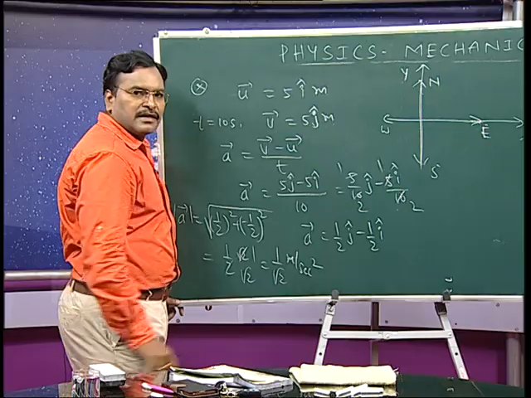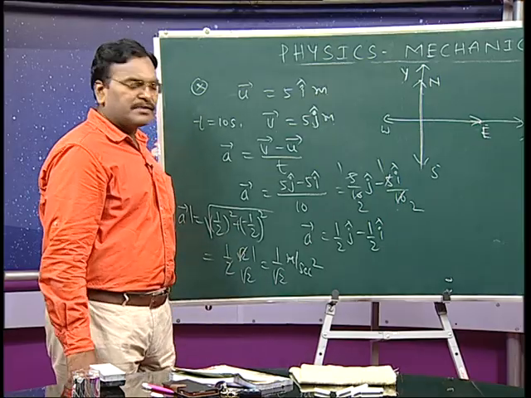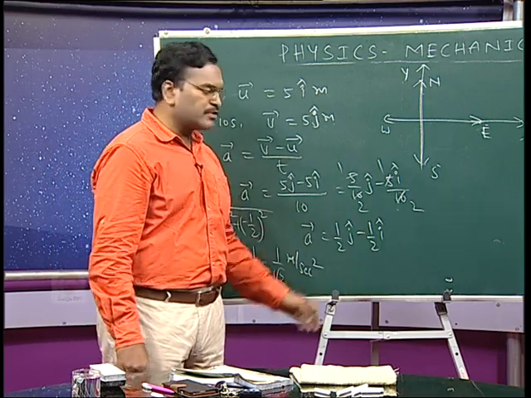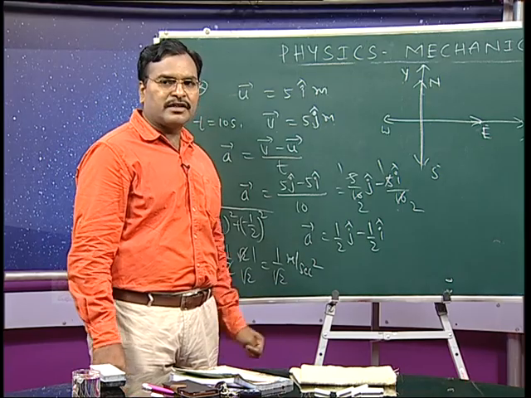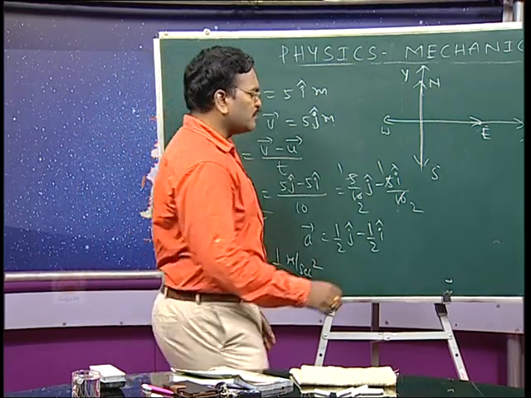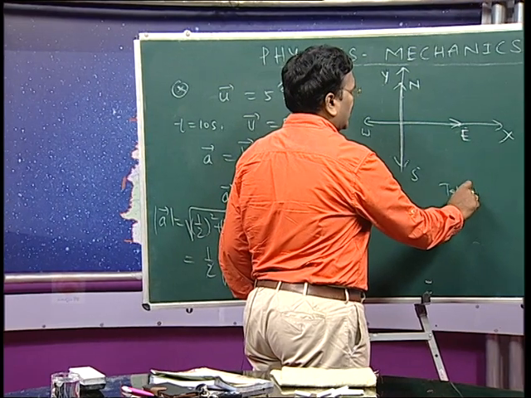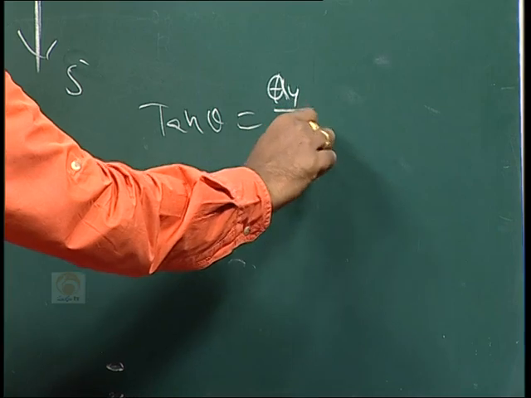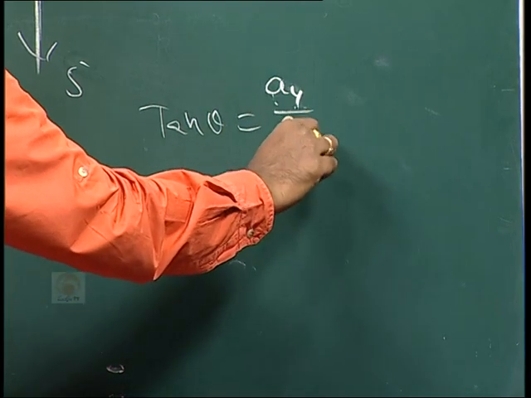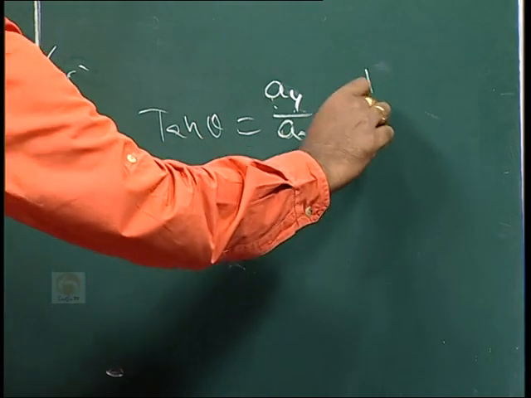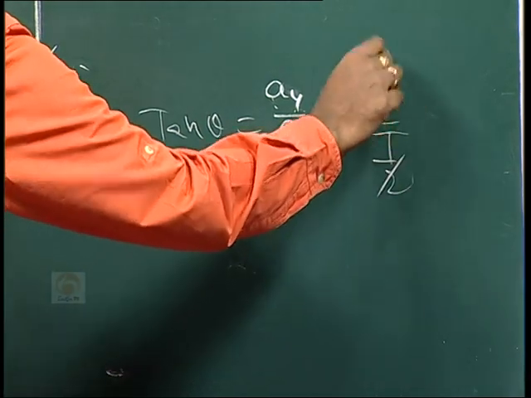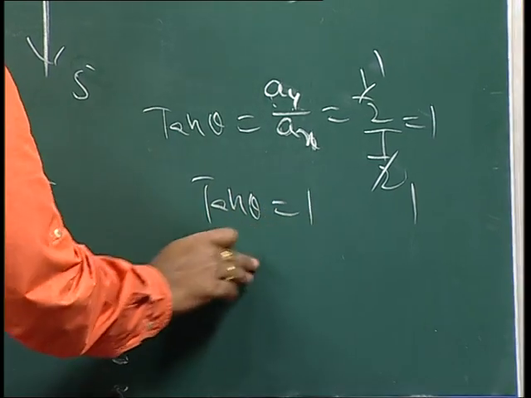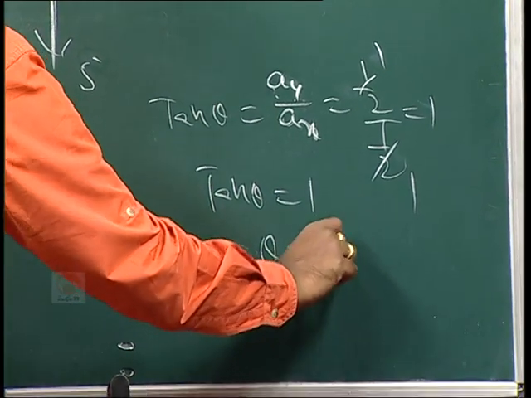Is it clear? What is the acceleration now? 1/root 2 meter per second square. For the direction, the i cap coefficient and j cap coefficient are equal in magnitude. Tan theta is equal to ay by ax. Ay is 1/2 and ax is also 1/2. We take magnitudes only, so tan theta is equal to 1. For which angle is the tan value 1? 45 degrees. Theta is 45 degrees.